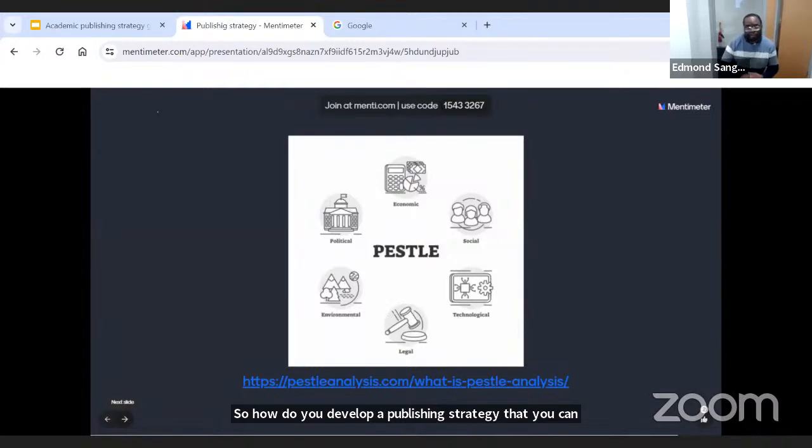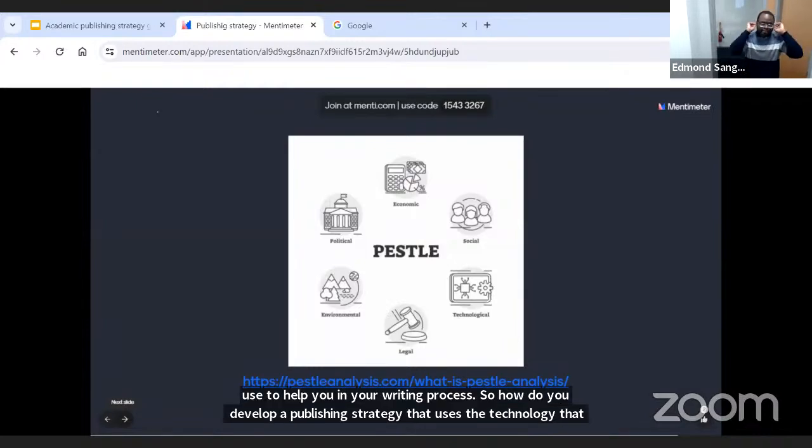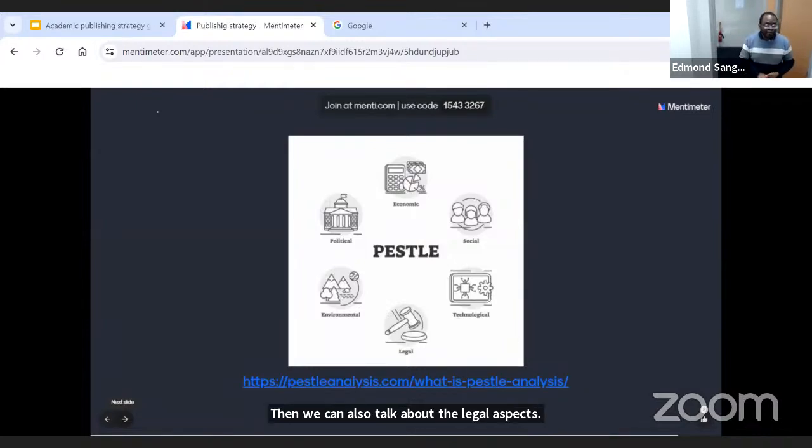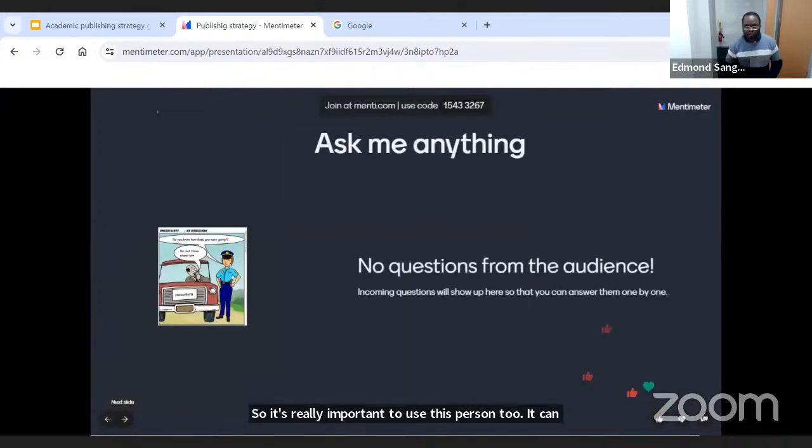Then we can also talk about the legal aspects. Legal aspects are things like the ethics of the research that you're going to do. If you're going to work with humans in the environment, you need to look at the ethical aspects as well. So it's really important to use this special tool. It can be useful to you.